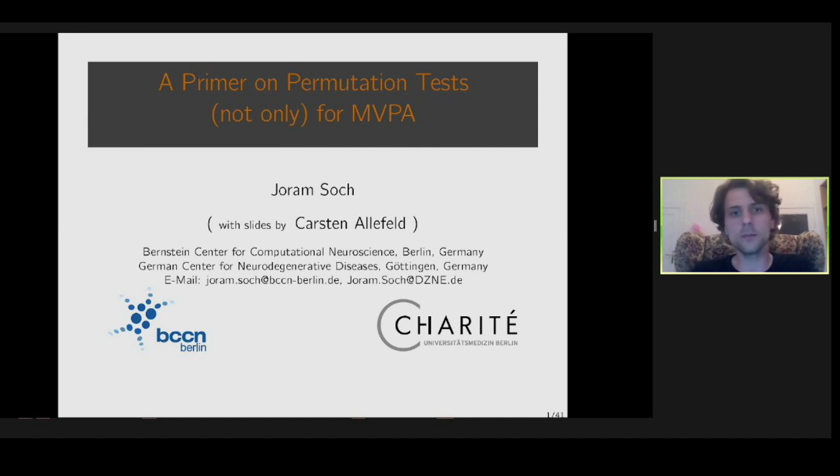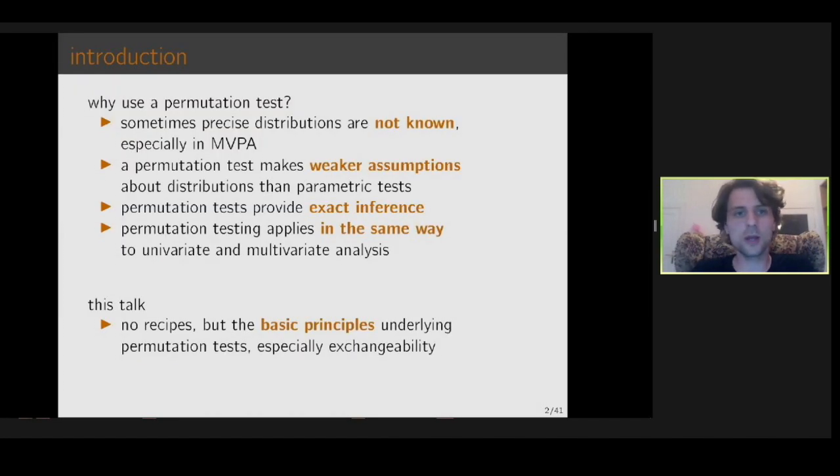Okay, fine. When you're reading the words permutation test, you may be wondering, why should I use a permutation test? What's wrong with the significance tests that I'm performing? Well, the significance tests that we are running, and also Bayesian analyses, for example, make certain assumptions about the distribution of the data, especially about the noise in the data. And sometimes precise distributions are not known, especially in multivariate pattern analysis. And here a permutation test makes weaker assumptions. It doesn't make no assumptions, but it makes weaker assumptions about the distributions than such parametric tests.